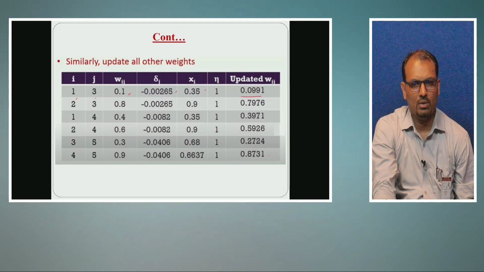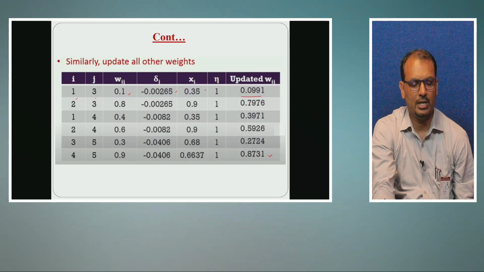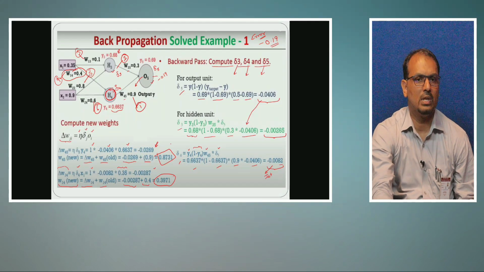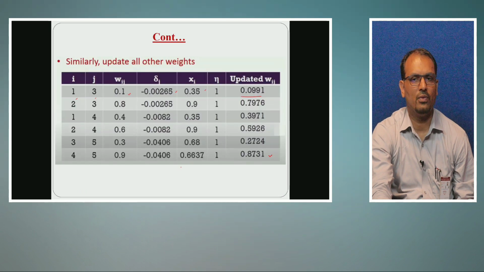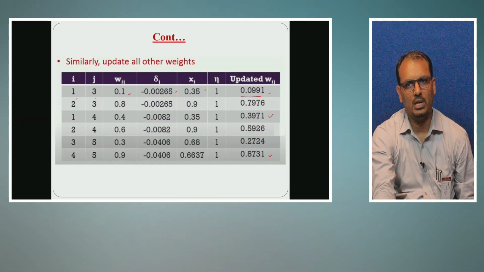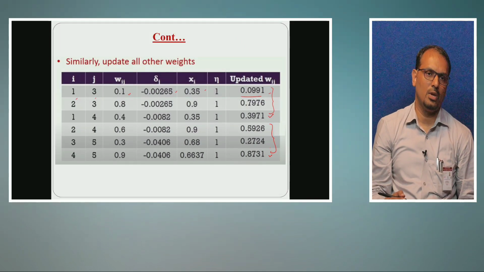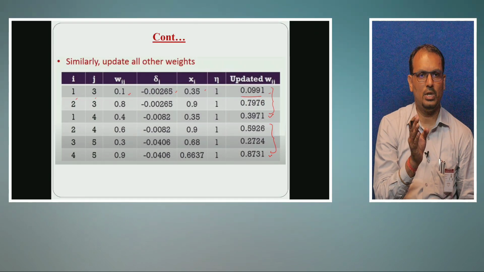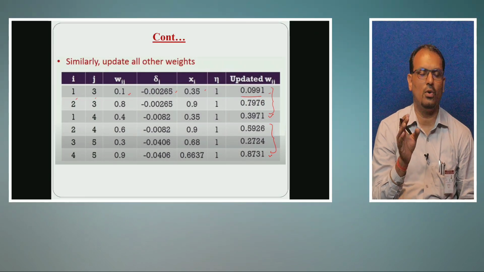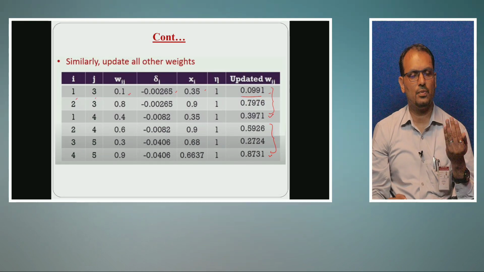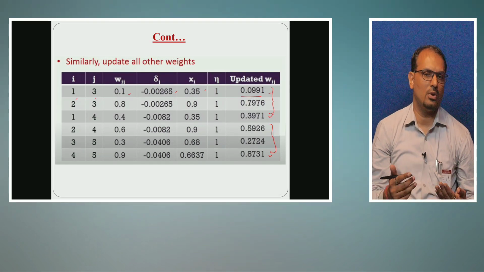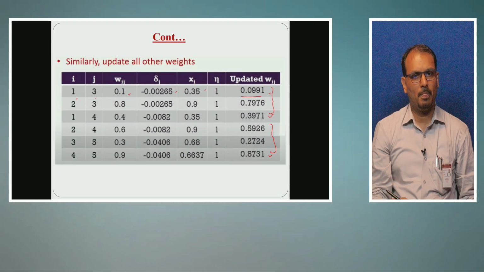What are those values? 8731 we calculated in the previous slide. If you look there, 8731 and 3971. The rest of the 4 values I also calculated here. Overall, 3 plus 3, 6 values: with respect to 1, 3, 2, 3, 1, 4, 2, 4, 3, 5, 4, 5. This process will repeat until all the weights are updated.